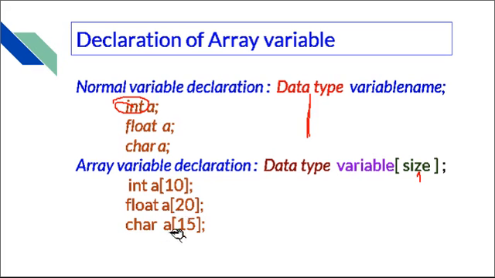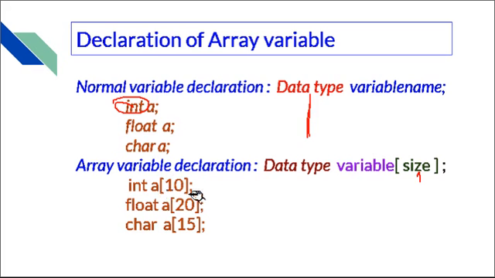The next statement, char A[15]. Here A is a char type array variable. The capacity of A is 15, which means A is capable of holding 15 character elements at a time. The int A, float A, char A are all normal variables. Int A means it is capable of holding only one integer element.